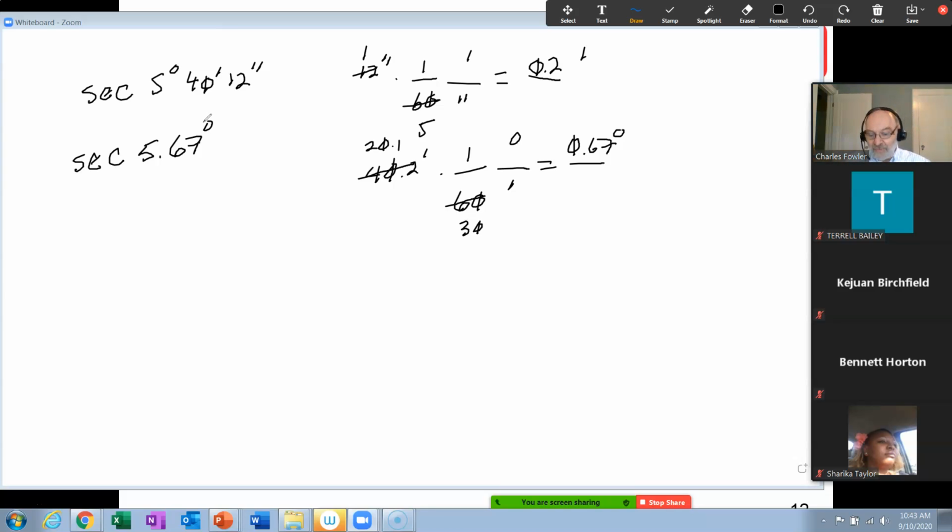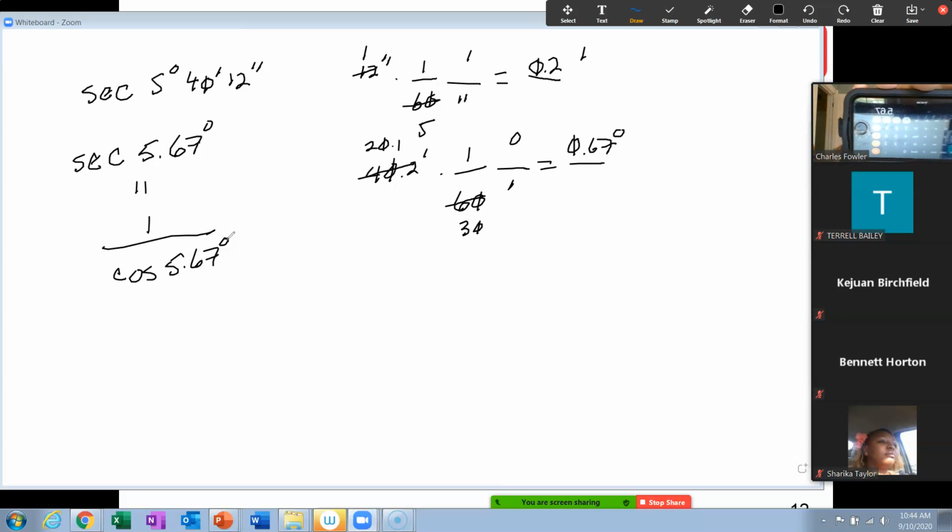So therefore what we do is say the secant of 5.67 degrees is the same as the reciprocal, or 1 over the cosine of 5.67 degrees. Now I'm going to show you sort of the easier way to do this rather than 1 divided, but that works quite well. But let's get your calculator, and it's got the 0.67, so I'm just going to add 5 to that. Plus 5 equals 5.67. There we have it.